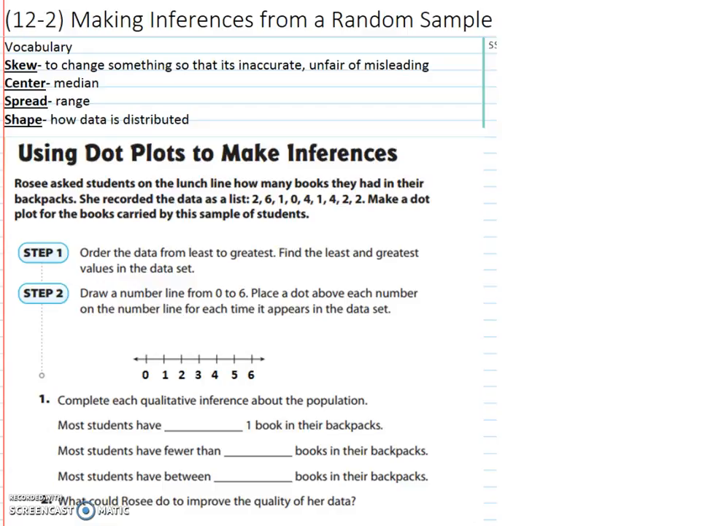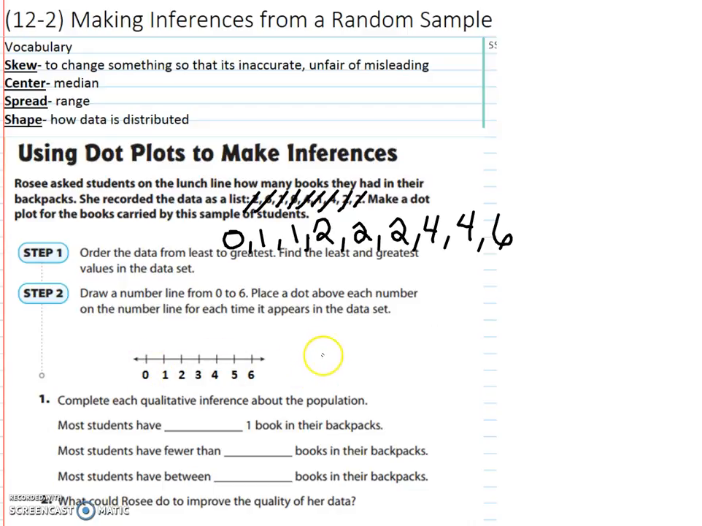Okay, we're going to have 0. We have 1, 1. We have 2, 2, 2. Then we have 4, 4. And 6. Okay, we're going to draw a number line from 0 to 6.